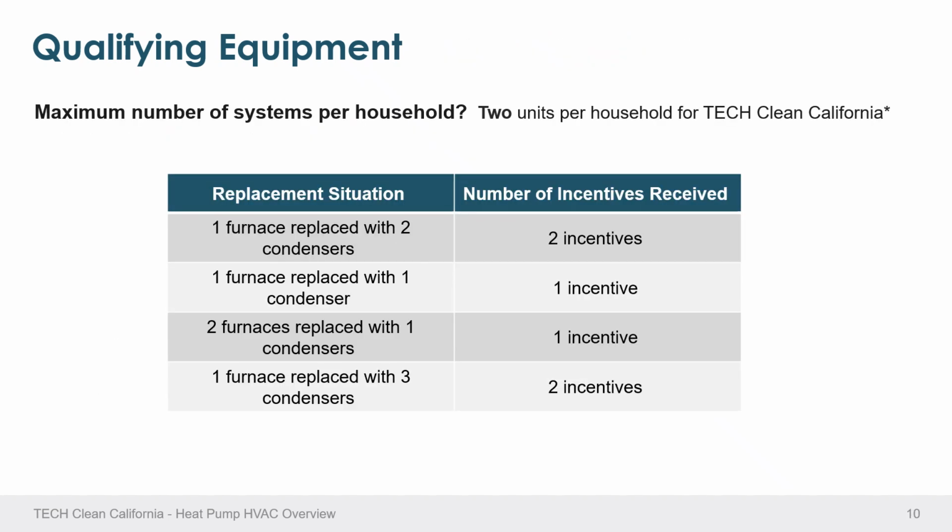Diving into the limit that was mentioned on the previous slide a bit further, let's take a look at this table for specifics regarding the incentive limits per project. As you can see, the number of condensers correlates to the number of rebates that are installed. There's a maximum of 2 condensers incentivized per tech project.